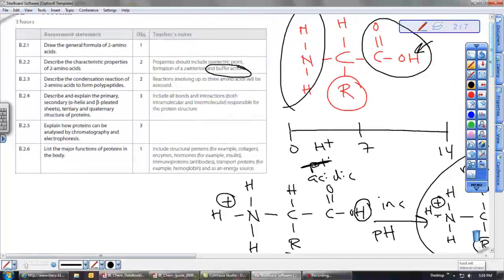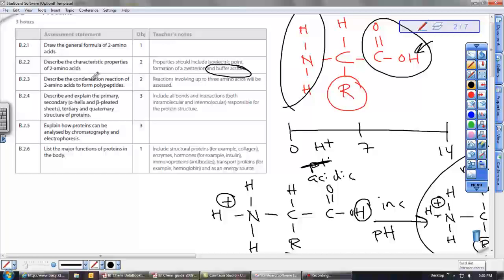Wait, so the Zwitter ion and the isoelectric point are the same? The Zwitter ion is what it is. The isoelectric point is a pH. The Zwitter ion is the name we give to that ion at that point. And the fact that it's a buffer, meaning it can both absorb and release hydrogens. Those are all reflections of the same exact issue.